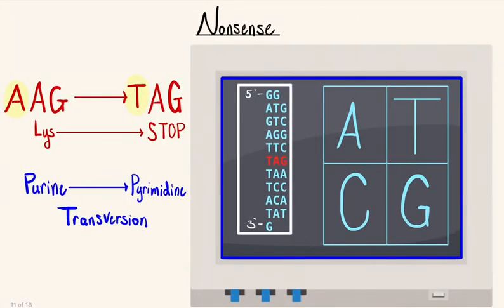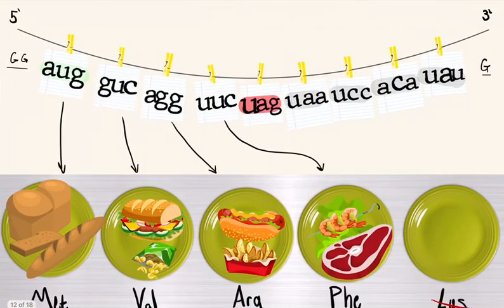Nonsense mutations are when the incorrect nucleotide makes a stop codon from what was originally coding for an amino acid. This example is an A to T transversion mutation. The chef reads the DNA sequence entered and only makes amino acid meals up until the UAG stop codon, which was previously AAG, coding for lysine, but now this amino acid meal is missing in the protein order.